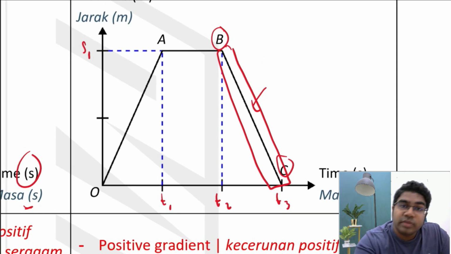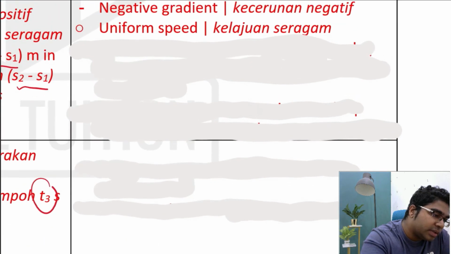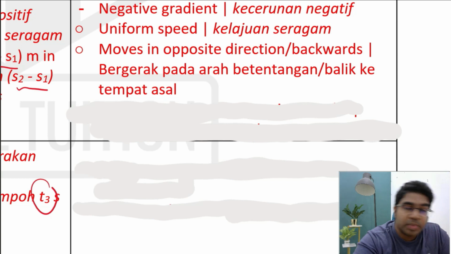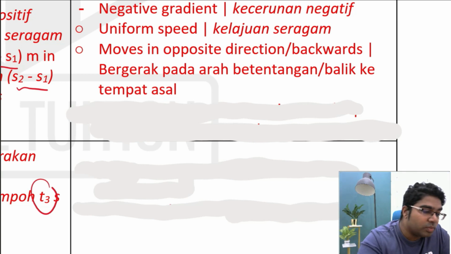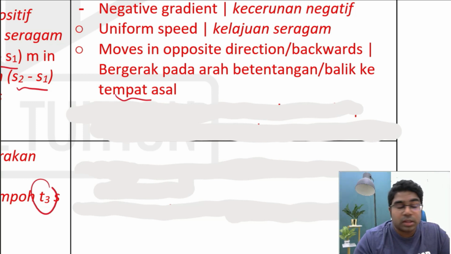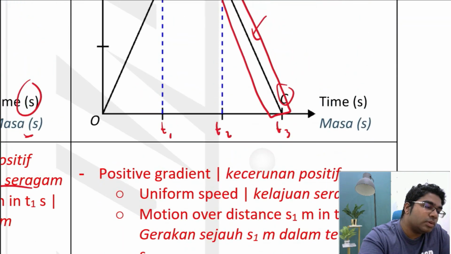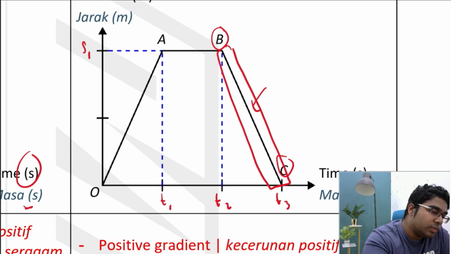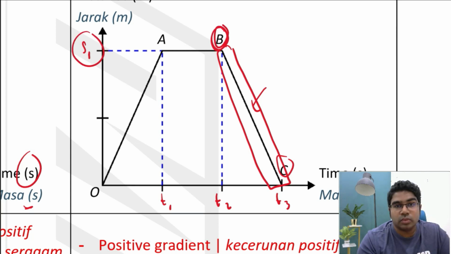How far did it travel from B to C? So, sekarang kita dah tahu arah dia bertentangan lah, isn't it? Okay. It is moving opposite direction, backwards. Or it is moving towards the original place lah, balik ke tempat asal lah. Okay. Now, berapa jauh yang dia bergerak? So, kita dah tahu masa B, jarak yang dia sudah gerak adalah S1.